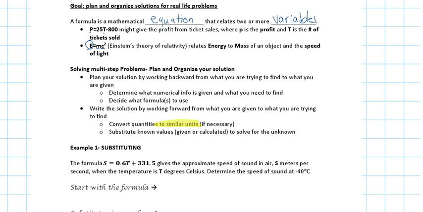Substitute known values, given or calculated, to solve for the unknown. So basically all of this is the same thing as solving an equation using the GRASP method, where you write down your given information, you write down what's required with a question mark next to it, you write down your formula, plug in information into your formula, and solve for the unknown. Same idea, okay? So let's look at this question here.